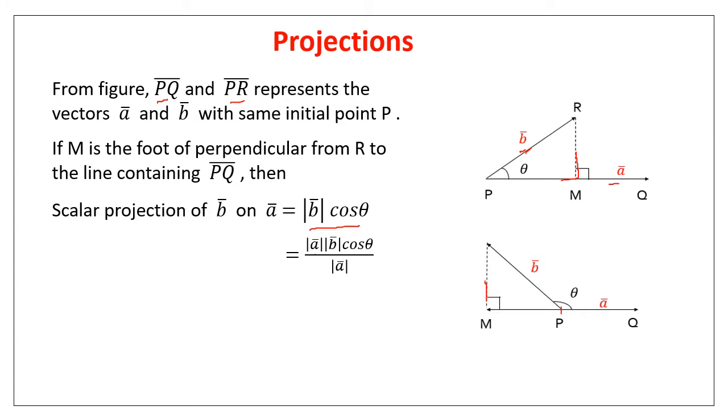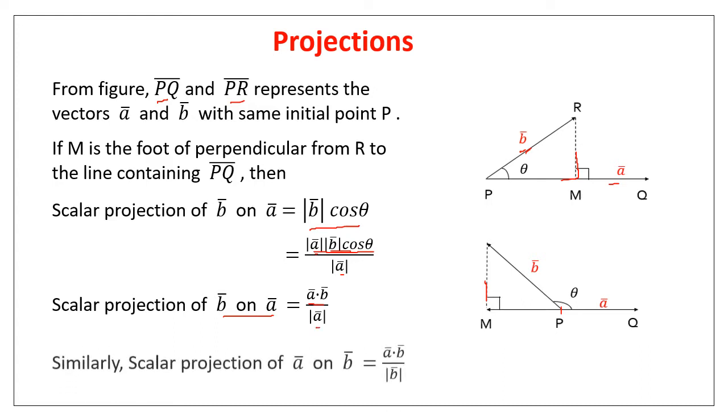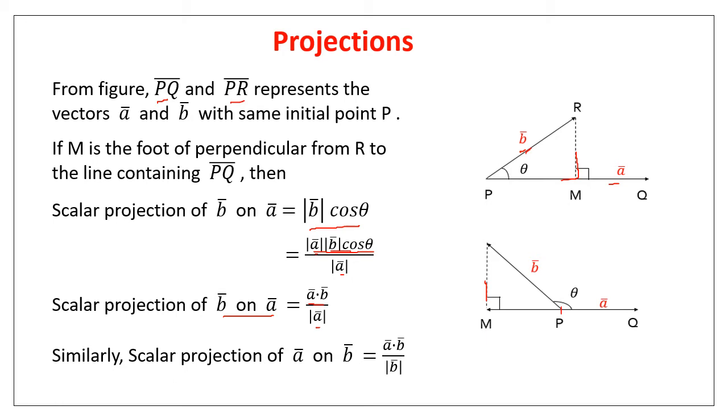So multiply and divide by mod of A bar. So we have mod of A bar into mod of B bar into cos theta upon mod of A bar. By using the definition of dot product, mod of A bar into mod of B bar into cos theta is nothing but A bar dot B bar. Therefore, the scalar projection of B bar on A bar equals A bar dot B bar upon mod A bar. Similarly, we can find the scalar projection of A bar on B bar equals A bar dot B bar upon mod B bar.